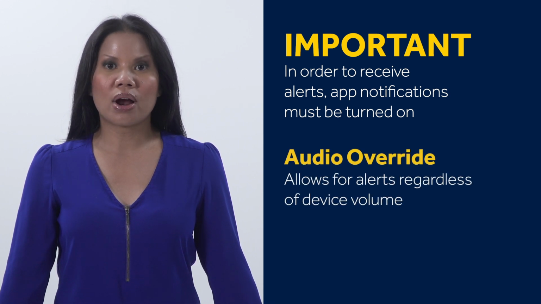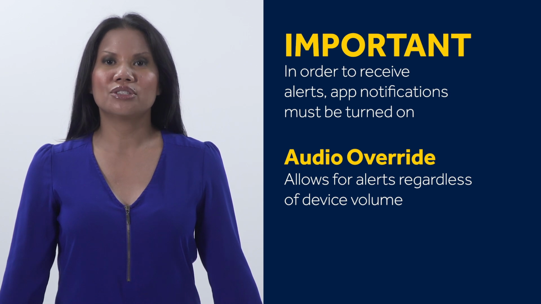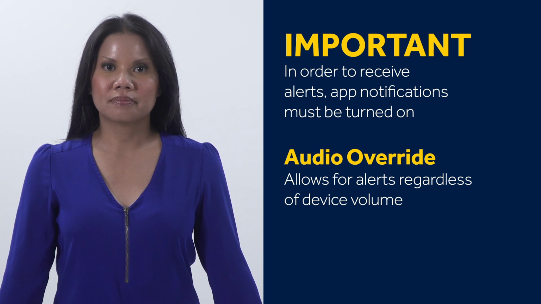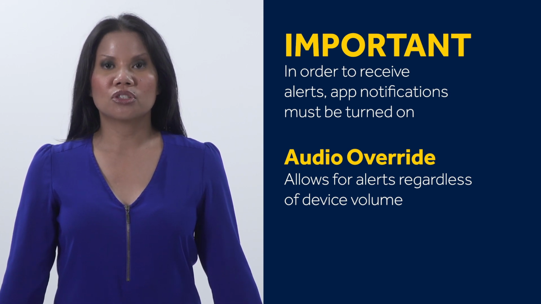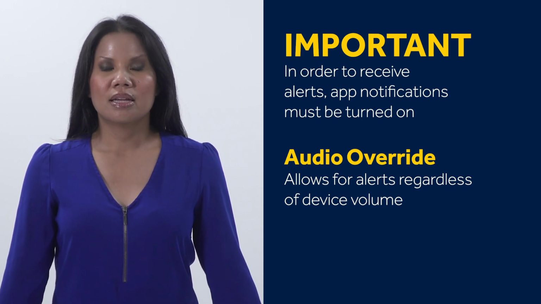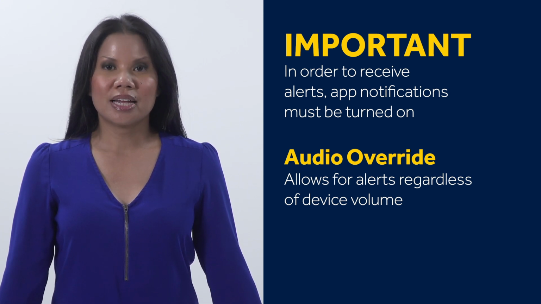The app has an override feature that allows your alerts to sound at maximum volume even if your mobile device's ringer volume is set to Do Not Disturb, Low Volume, or Vibrate. The audio override feature is already turned on for all app alerts when you first start using your Guardian Connect app. But you can choose which alerts, such as low glucose, high glucose, or system status alerts, to override the ringer volume.